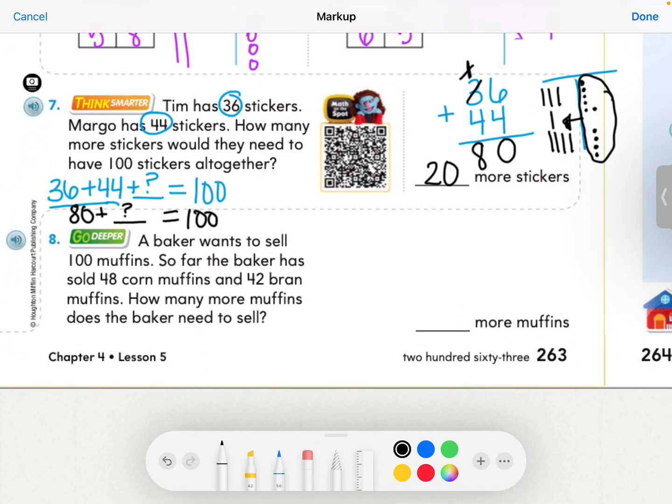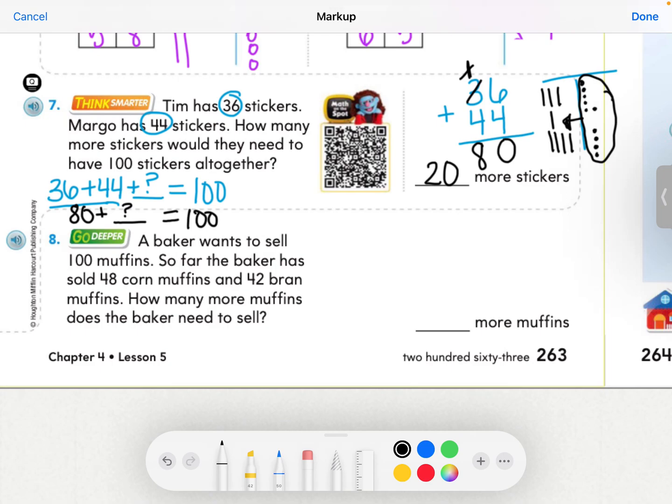Number 8. A baker wants to sell 100 muffins. So far, the baker has sold 48 corn muffins and 42 bran muffins. How many more muffins does the baker need to sell? I want you to go ahead and write the math sentence that you think you would use to solve this. Pause now.